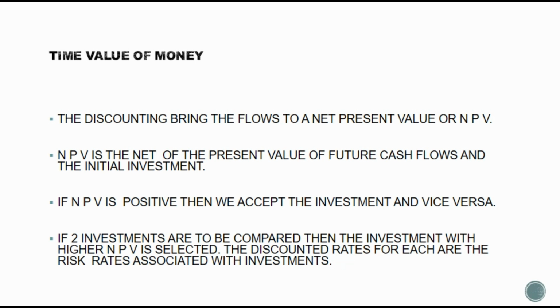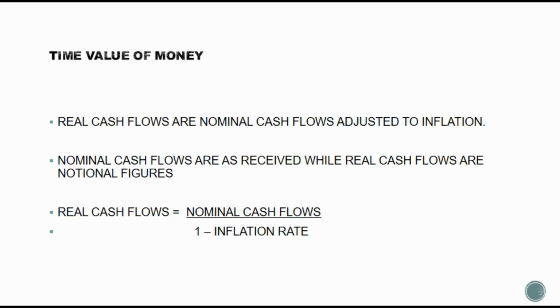NPV is the net of the present value of the future cash flows and the initial investment. If NPV is positive, then we accept the investment and vice versa. If two investments are to be compared, then the investment with higher NPV is selected. The discount rates for each are the risk rates associated with the investments.